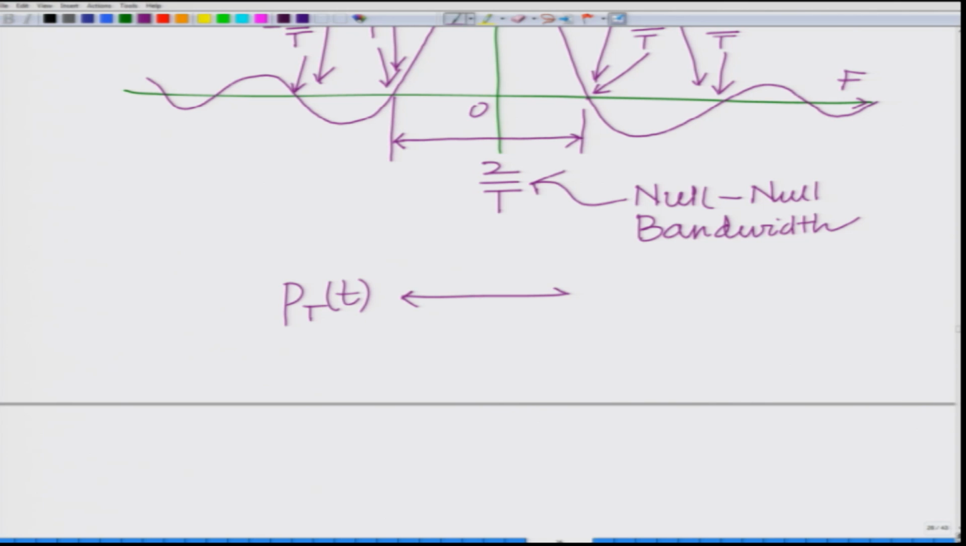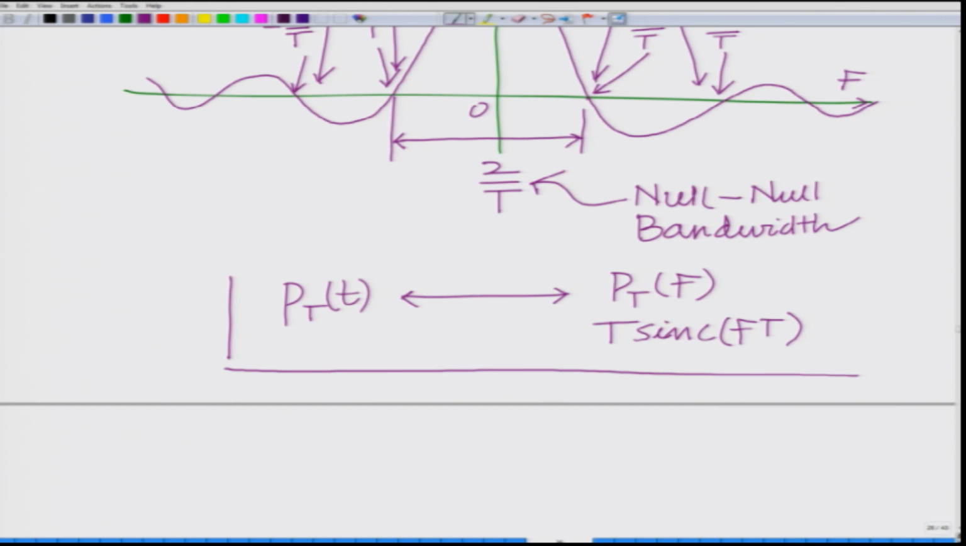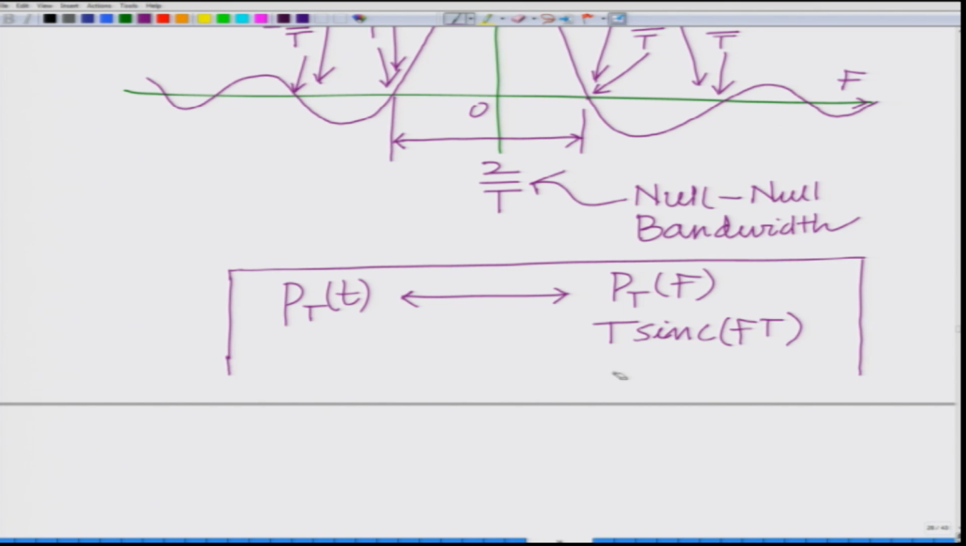and we can say our pulse p_T of t has its Fourier transform pair, which is T sinc f T. And this sinc function has a lot of applications and is of fundamental importance in communications. So, the Fourier transform of the pulse is given by the sinc function.